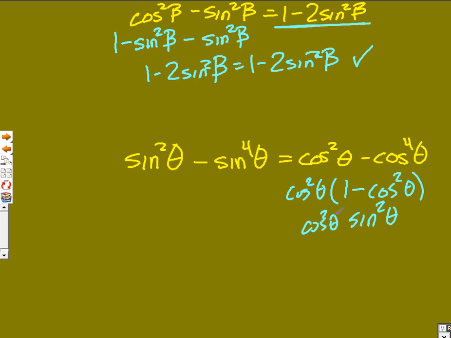And at this point, what I should be looking for again is to use this side to help you out. I want things that are just sine. Well, I know that cosine squared theta, again, going back to that same Pythagorean identity, is 1 minus sine squared of theta.